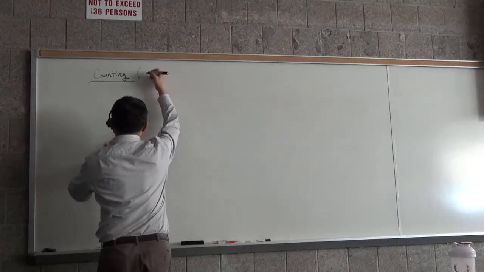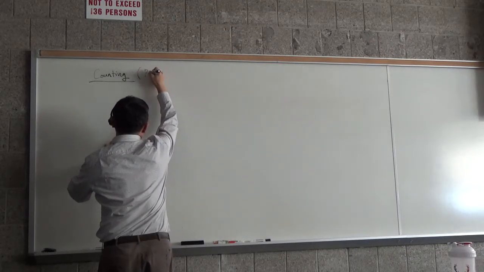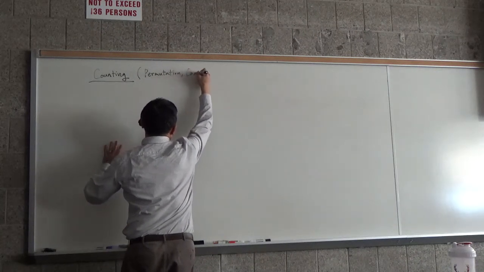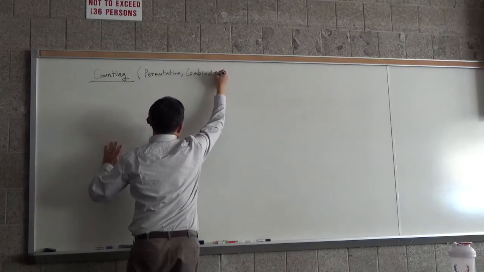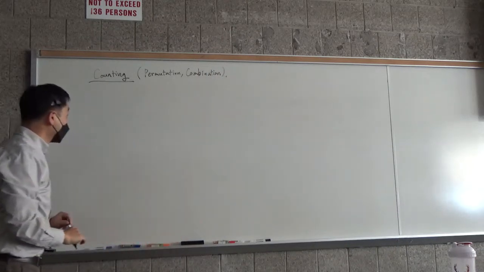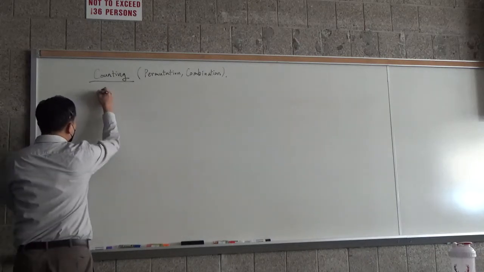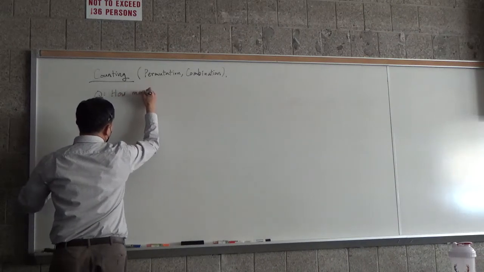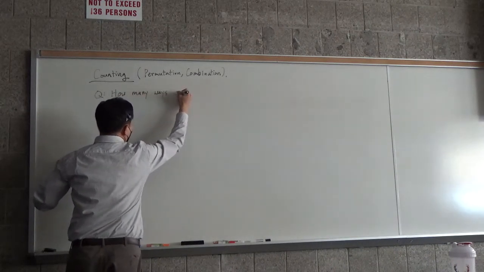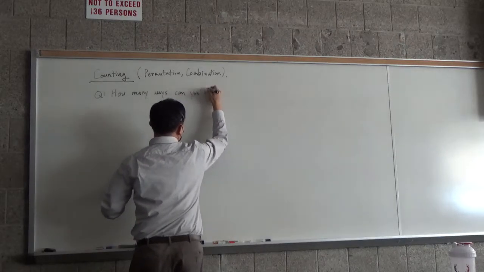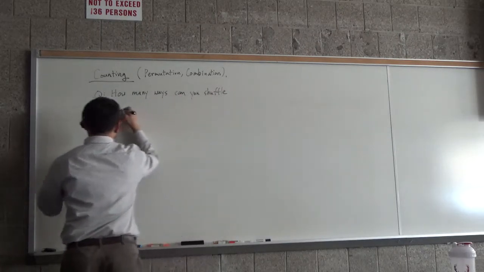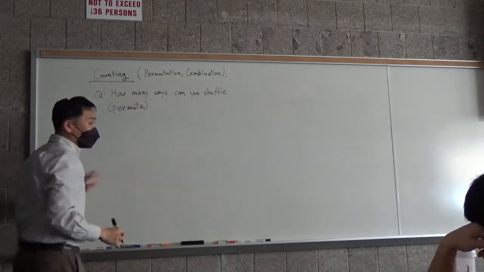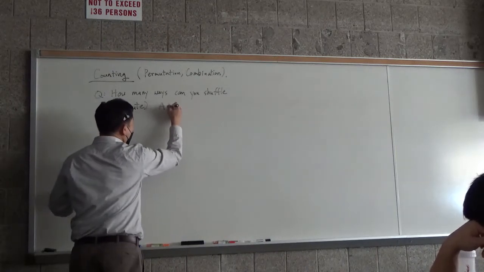And here I want you to know two things: permutation and combination. Okay, so here's our first question. How many ways can you shuffle, or permute, which is the more mathematical term, A, B, C?